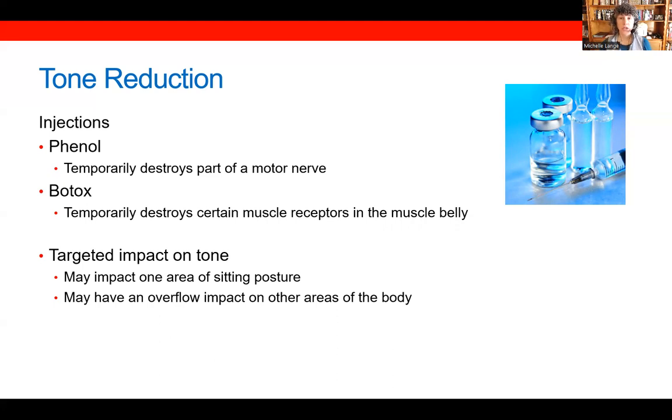Phenol is a disaster if it gets too close to a sensory nerve. So when the rehab physician is deciding between phenol and Botox, if this is a muscle where the injection needs to occur, where there's a lot of sensory nerves in that area, they'll often use Botox instead. Phenol's usually used in larger muscles.